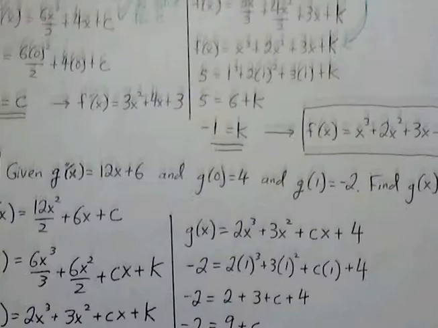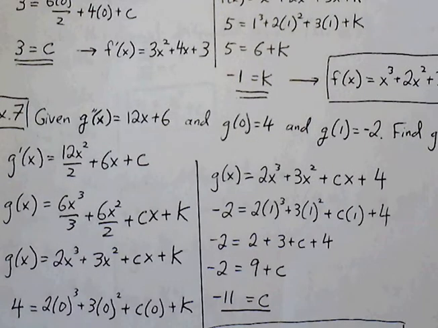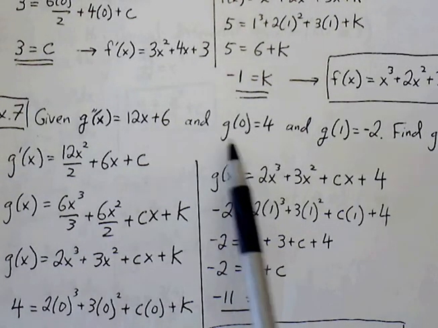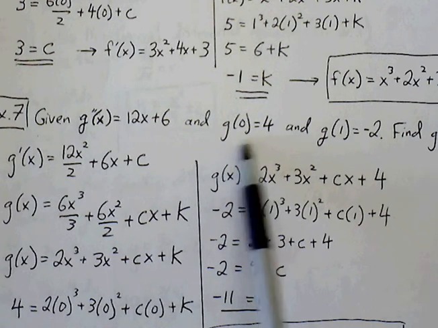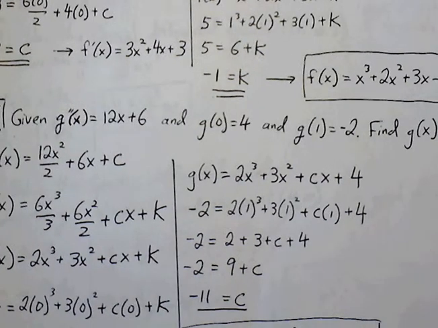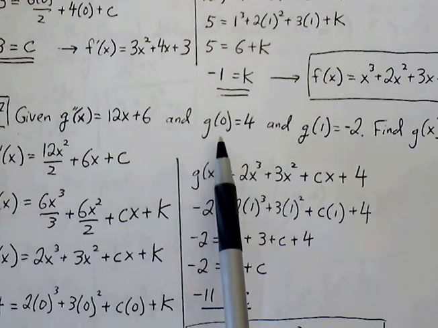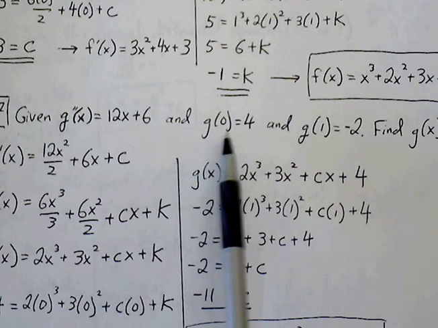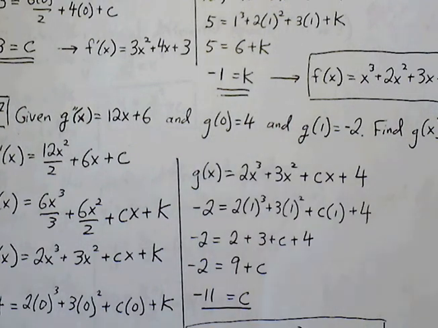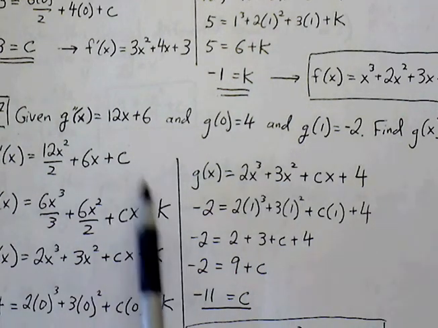All right, example 7. Given our second derivative is 12x plus 6, and we have two ordered pairs, g of 0 is equal to 4, and g of 1 equals negative 2, find g of x. This is a little bit different in the sense that we don't have an ordered pair for g prime of x. We have two ordered pairs for g of x. So we're going to have to hold on to both c and k as we go through our integral process.